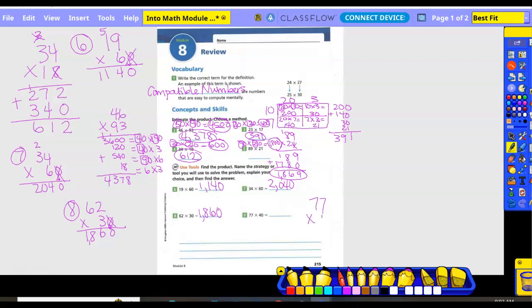Okay, so number 9. 77 times 40. Okay, what do I do first? Bring down my 0 and then mark it off so I don't use it anymore. 4 times 7 is 28, put the 8, carry the 2. 4 times 7 is 28, plus 2 is 30. So 3,080 is my answer.